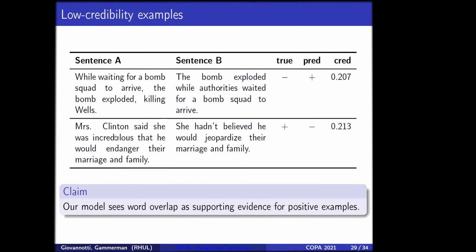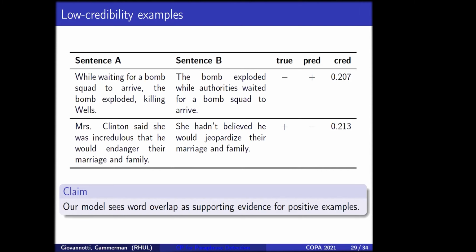And the opposite is true for this other example here. Here we have Mrs. Clinton said she was incredulous that he would endanger the marriage and family. Here we have she hadn't believed he would jeopardize their marriage and family. So here the meaning is the same. In fact, the true label is positive, but the words are fairly different. There's no Clinton, there's no incredulous, there's no endanger, it's changed with jeopardized. So in a sense, this is a strange positive example, given that so few words are in common. And this has low credibility as well.